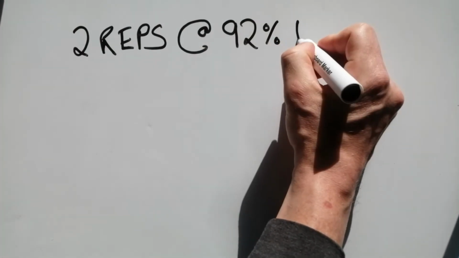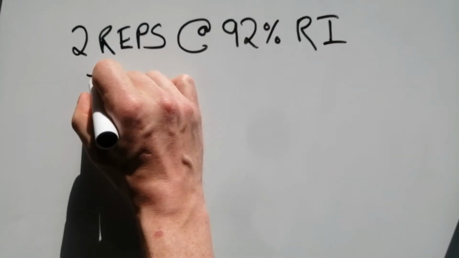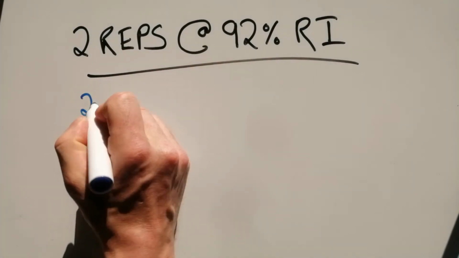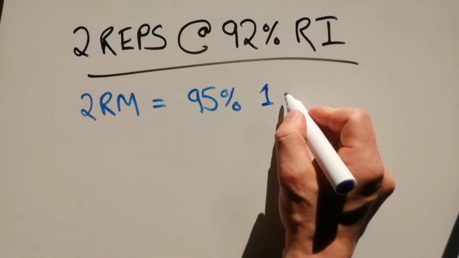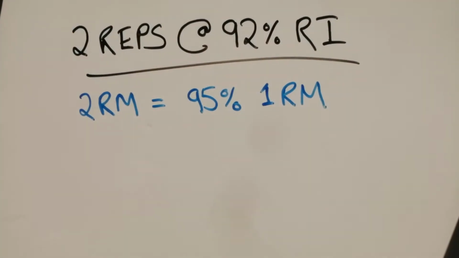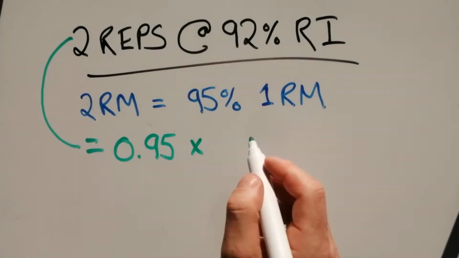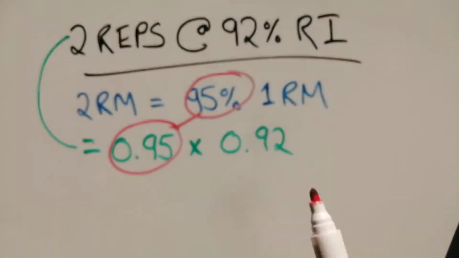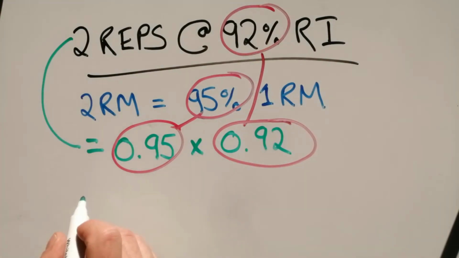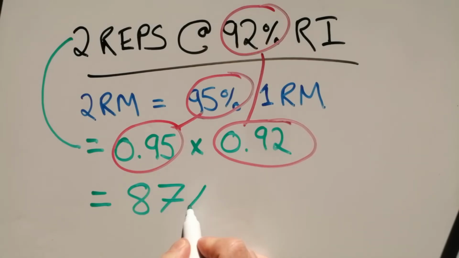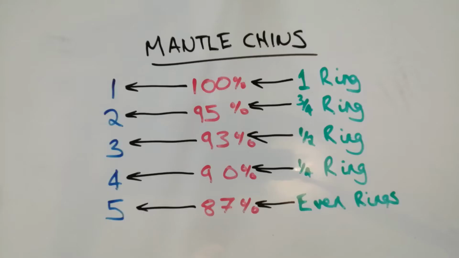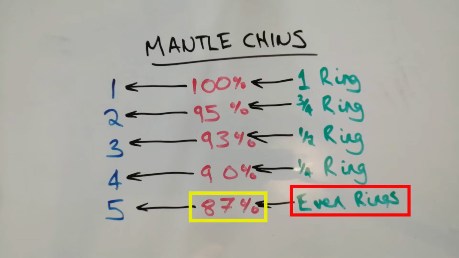Now let's calculate what progression we need to use so we're doing 2 reps at 92% relative intensity. The most we can do for our 2 rep max is 95% of our 1 rep max. So the calculation we use is the 95% associated with the 2 rep max times by the 92% relative intensity we're looking for. This means we should use the progression that's equal to 87% of our 1 rep max. And we see from our earlier workings, this means we should use rings at an even height because that's equal to 87% of our 1 rep max.